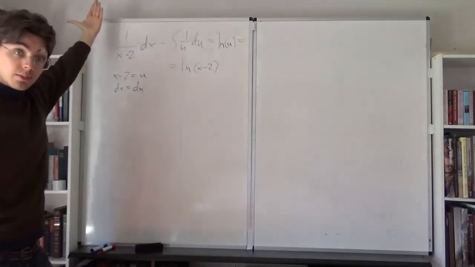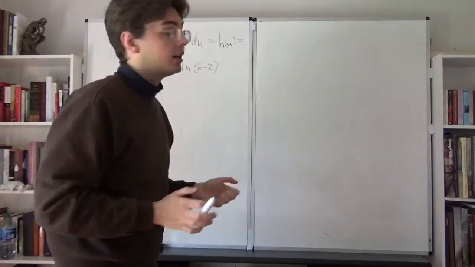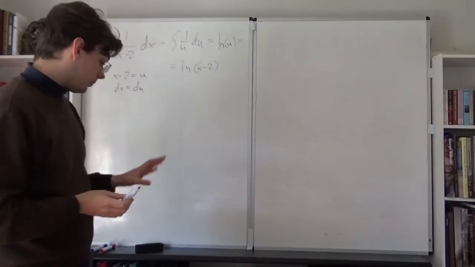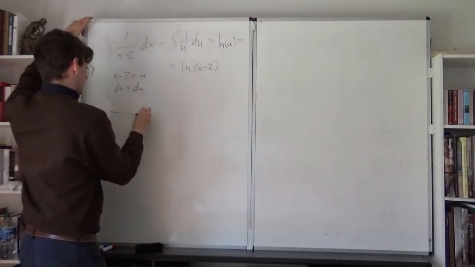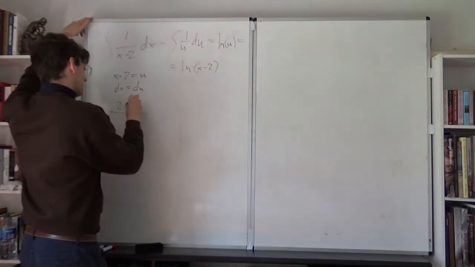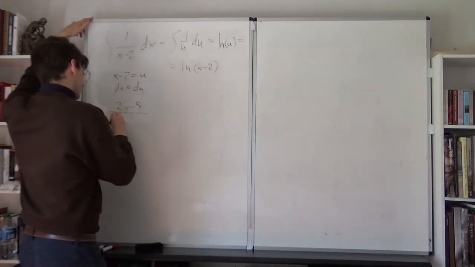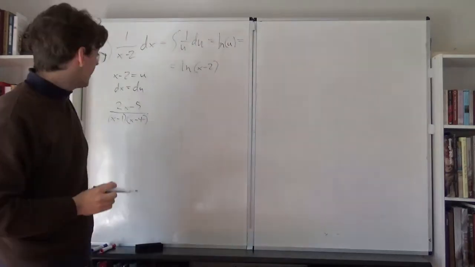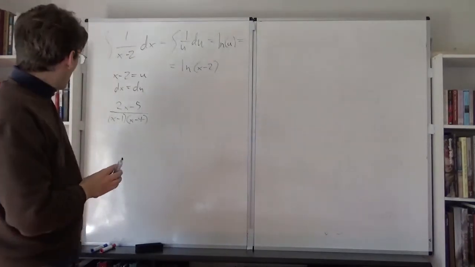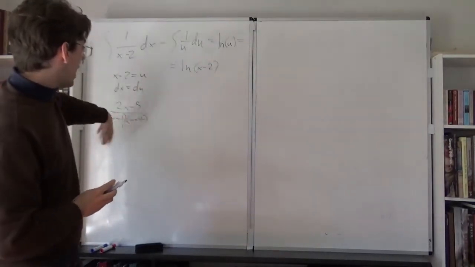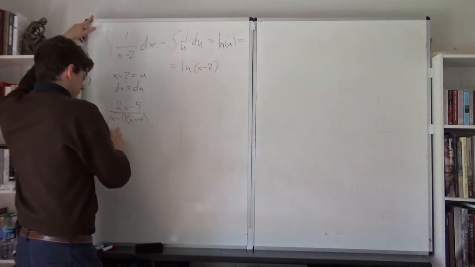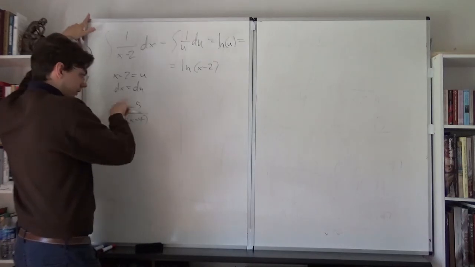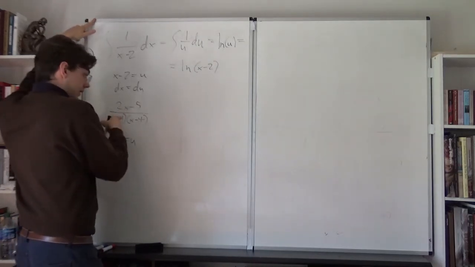Okay, that's great, but it's limited. This is good for something simple like this, but what if we had to integrate a function like (2x minus 5) over (x minus 1)(x minus 4)? Let's say we had this guy. What would happen there? This is just much more complicated. I try to do the same trick of u substitution. I say, okay, let's set x minus 1 equal to u. What happens to all this stuff here? Well, that doesn't get any simpler.